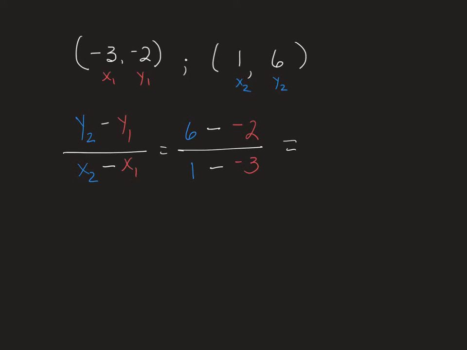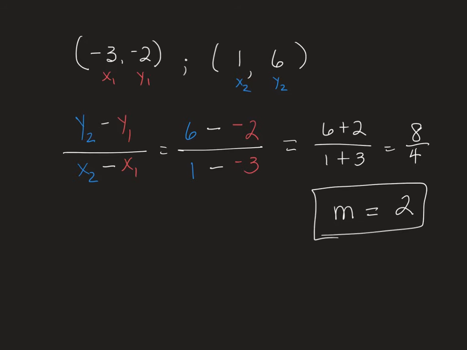So let's talk about this. When I have a minus, a negative, remember that turns into a positive. So this becomes 6 plus 2 over 1 plus 3. That's 8 over 4, or 2. So my slope is 2. Okay? So that's where all my information is coming from and how we're going to set it up.